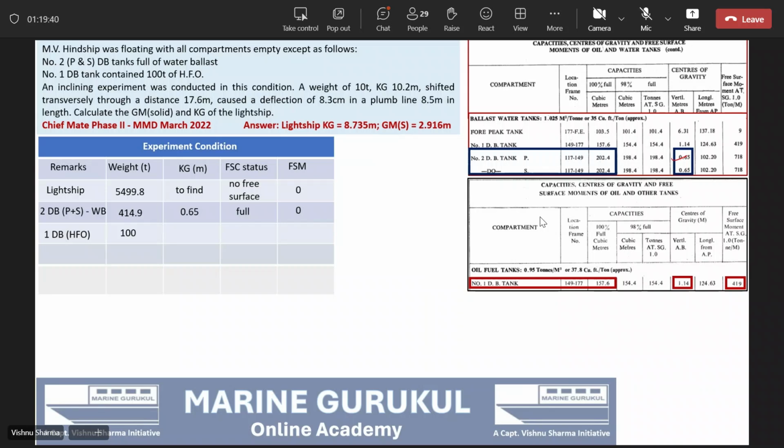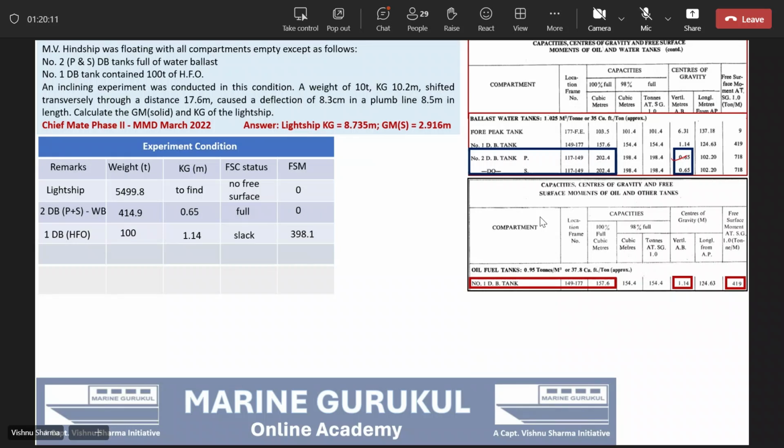149.7. And what is the KG of number 1 DB, guys? 1.14, right? You can see on the screen. So that means number 1 DB will be slack. So there will be FSM in number 1 DB. What will be the FSM in number 1 DB? I is 419. FSM will be I into DI. My mistake, sorry, I stand corrected. I into DI. Can you multiply and see? FSM will be 398.1.